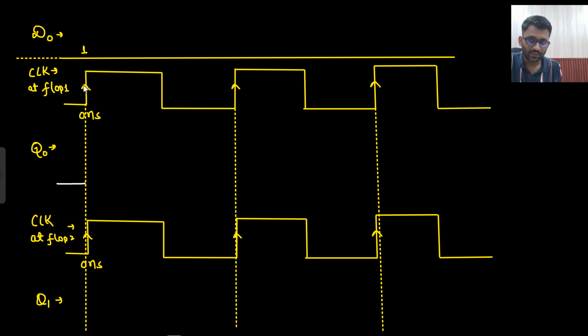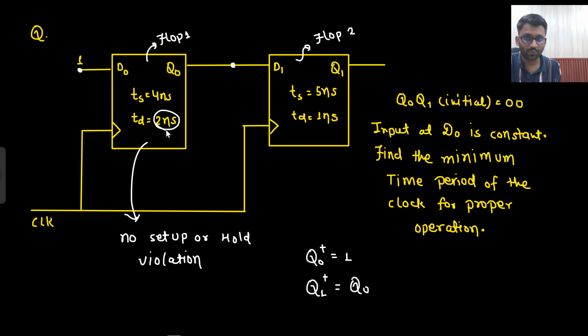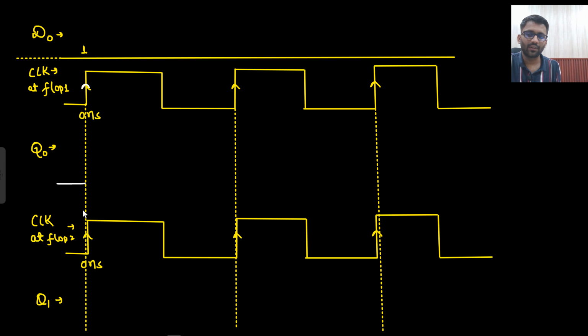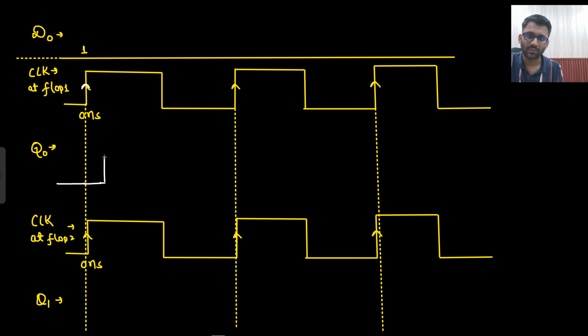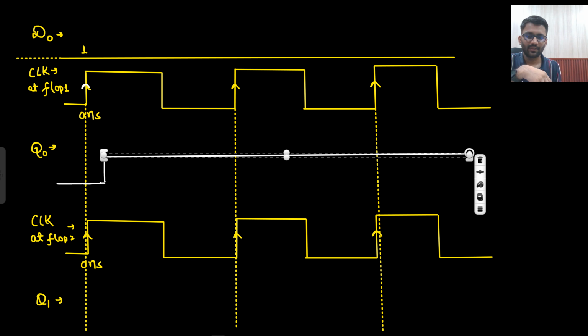Now at this clock, at this edge, what will it say? Follow D naught. That means you should go 1. So Q naught will say that yes sir, I will go 1, but I need the time of 2 nanosecond. So I am going 1 after 2 nanosecond. It will be 1 after that, because D naught is always 1 only. So this took the window of 2 nanosecond.